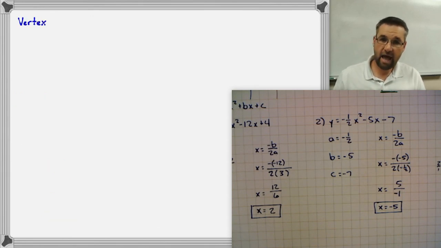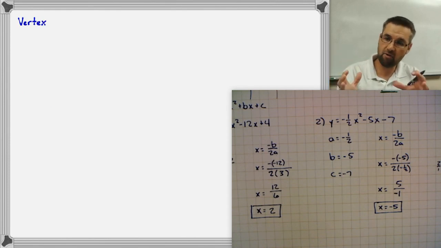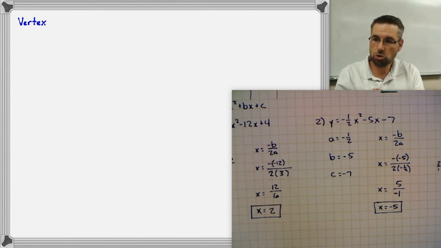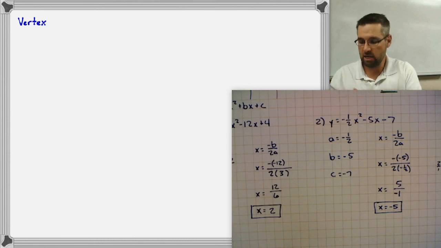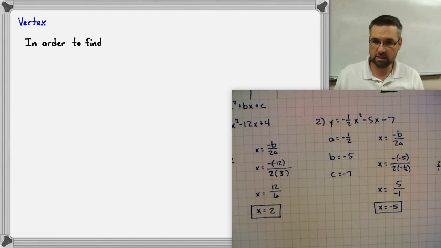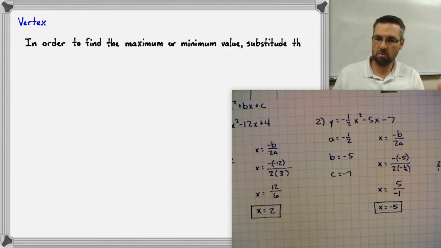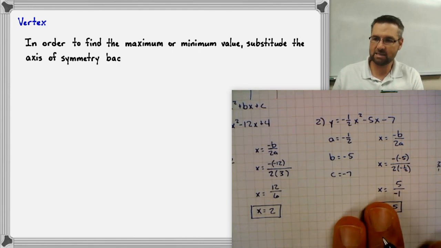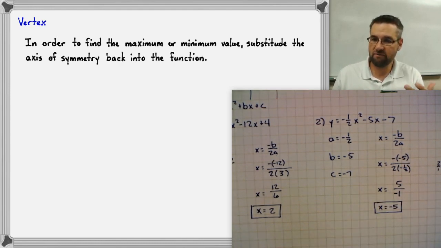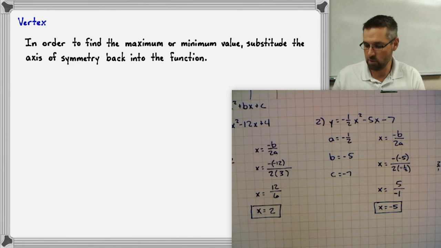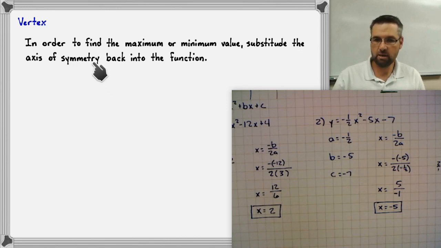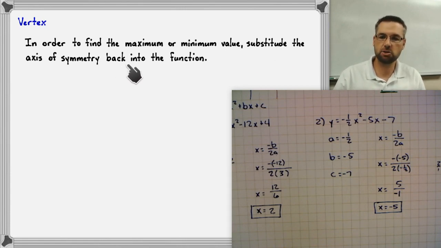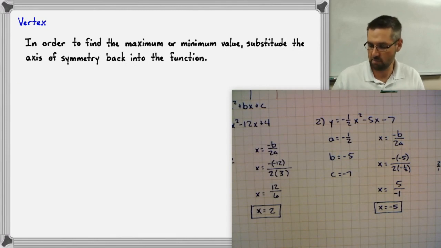Okay? Now, let's go on to the next thing, because now that we have our axis of symmetry, we can use that to find the vertex. Well, how do we do that? Remember, the vertex is composed of the axis of symmetry and either the maximum or the minimum value. Since I already have the axis of symmetry, I need to only find the maximum or minimum value. Well, how do we do this? In order to find the max or min, we have to substitute the axis of symmetry back into the function. And you'll see what I mean by that.